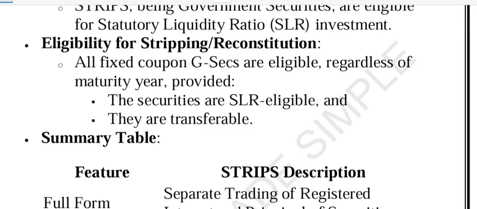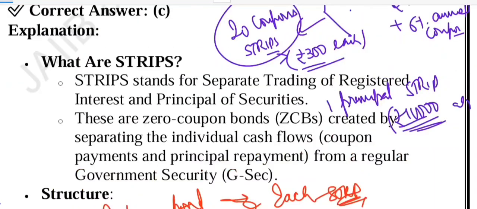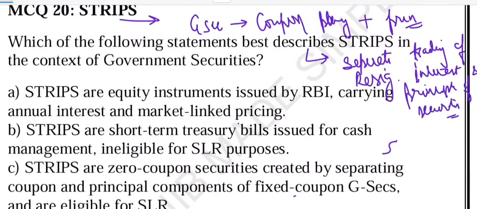Yes, they can do that. Pricing clarity: since there is zero coupon, their price directly reflects the time value of money. So let's see the options that we have. Option A says that strips are equity instruments issued by RBI carrying annual interest and market-linked pricing. No, again it is wrong, because they are not equity instruments. They are basically debt instruments.